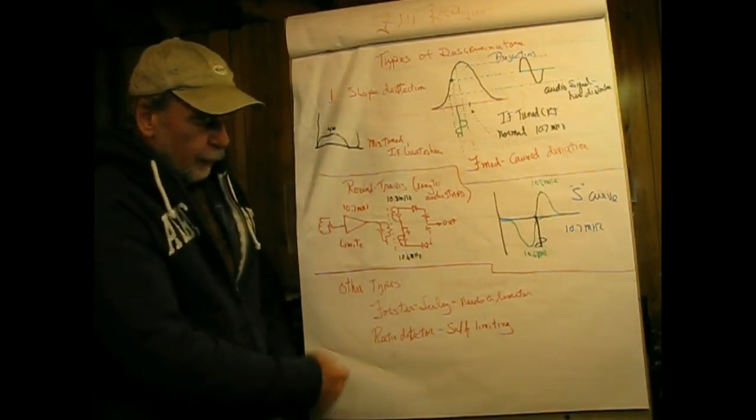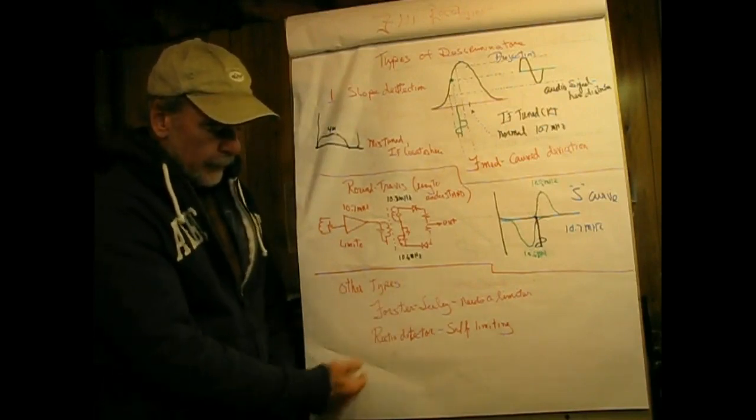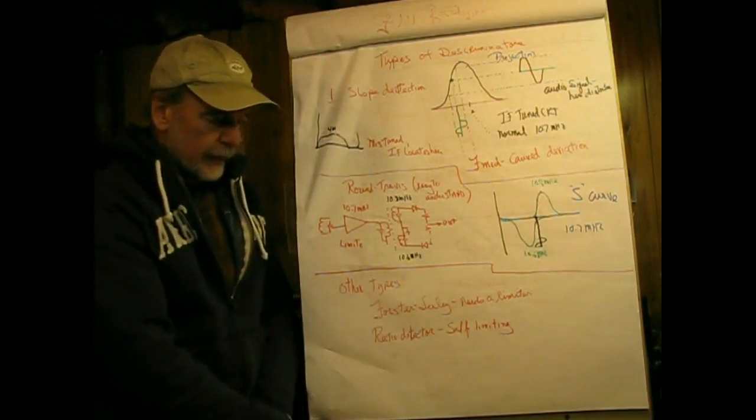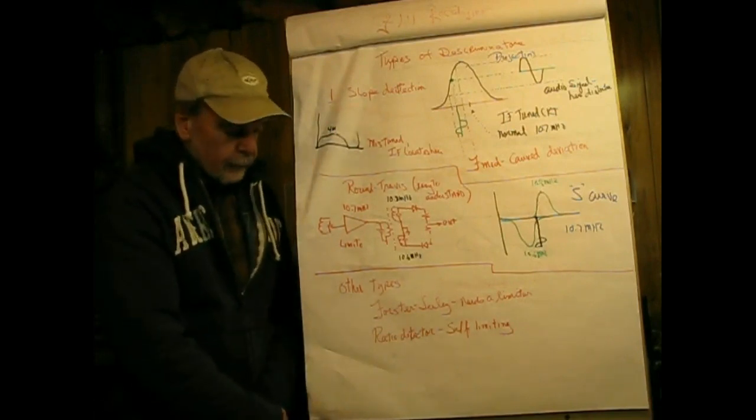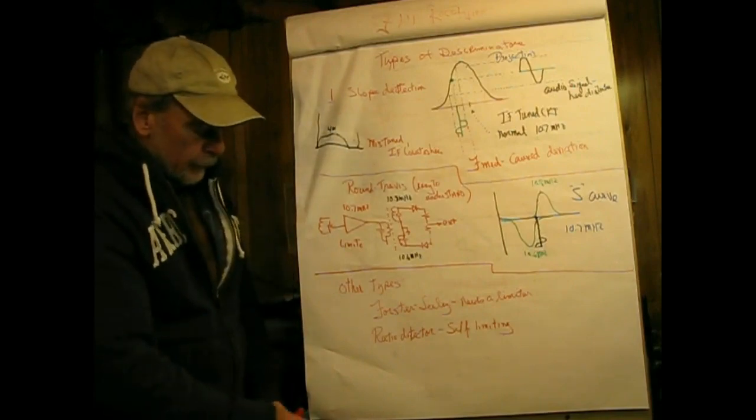Other types, Foster-Seeley is very common. That's a high-quality detector. And then a less expensive ratio detector, which is self-limiting, found its way into early television sets and some FM radios.